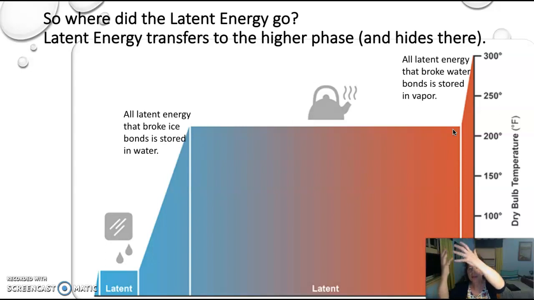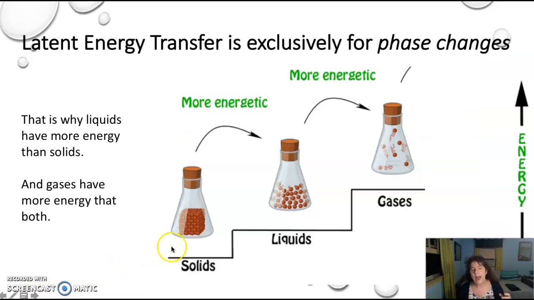And now the water vapor that is in the air from the kettle is containing all of that energy. That's a lot of energy in water vapor. And we'll be talking about the power that that energy has throughout the course. In addition, when we talk about melting ice, all the energy that went to break the ice bonds in that ice went into the liquid and is stored in the liquid now. And that is why you know that liquids have more energy than solids, and gases have more energy than liquids. It's because it is a latent energy transfer.